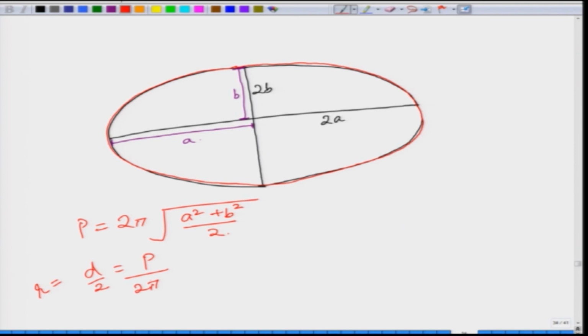Now, the area, if we consider that the cross section is a circle, in that case the area would be given by pi r square, which is pi d square by 4, or pi times r, where r is P divided by 2 pi, its square is P square by 4 pi. So, that is the area of the cross section of your tree if it were a circle.